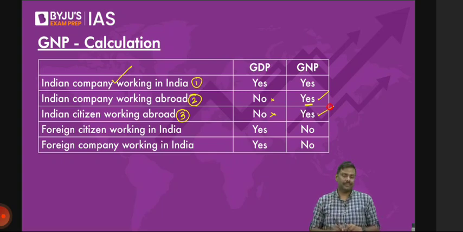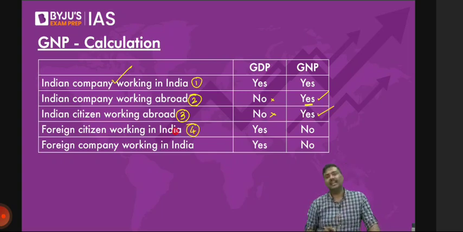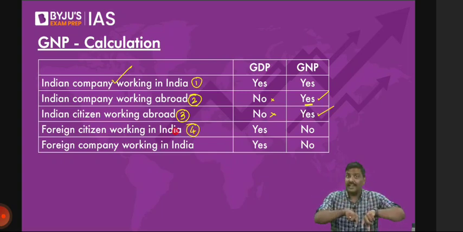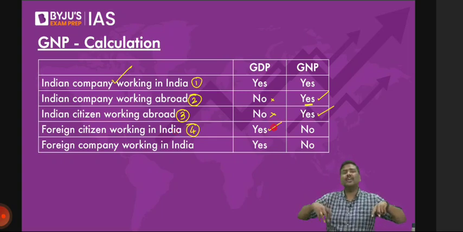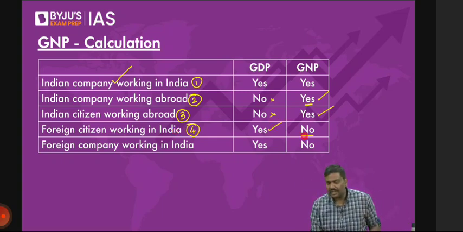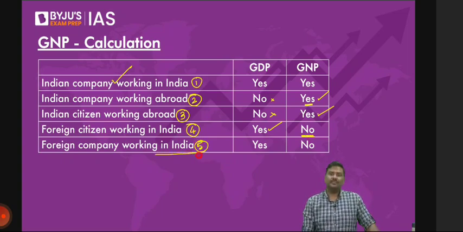Point number four, a foreign citizen who is working in India. Because the salary is earned in India, it is one of the factor incomes. I'll count it as part of GDP. But this is a foreign citizen who is there in India for let's say 5 months or 6 months. So I will not count it as a part of India's GNP. And the fifth one, a foreign company which is working in India has generated profit. It is counted as a part of GDP of India, but not part of India's GNP.